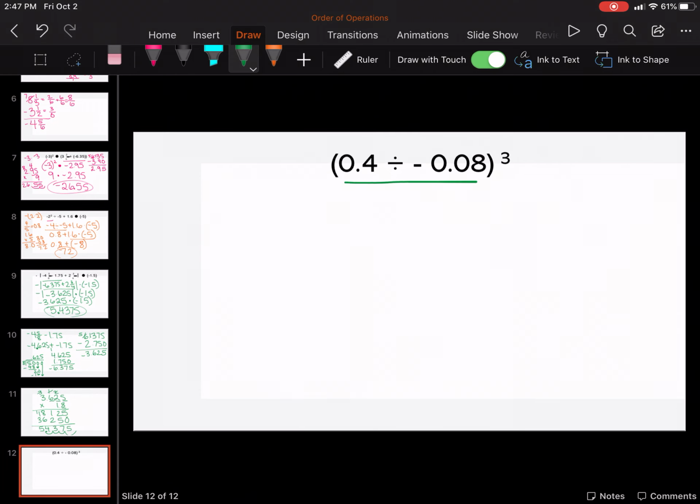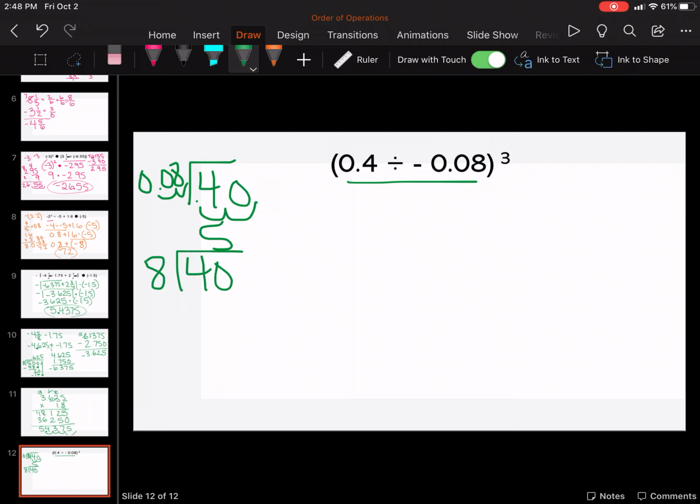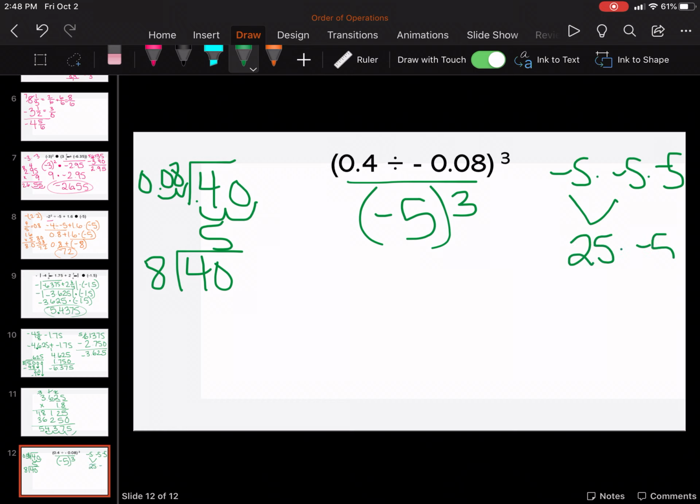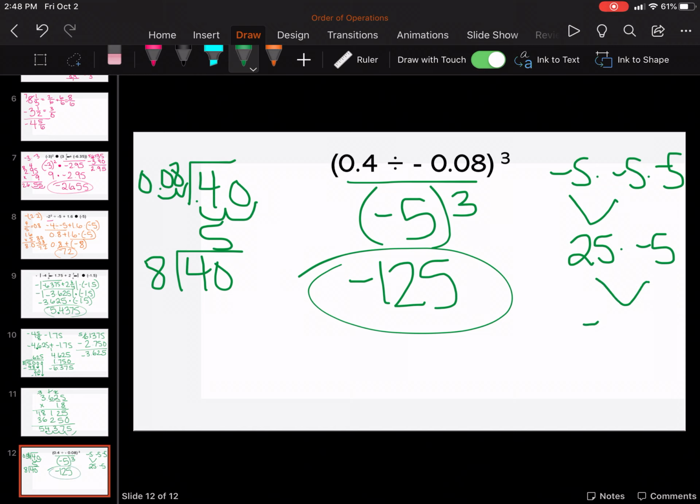So this next one, we're going to do what's inside the parentheses first. Slide, baby, slide. Slide, baby, slide twice. So it's 40 divided by 8, which is 5. But then it's negative 5 to the third power. So negative 5 times negative 5 times negative 5. Negative 5 times negative 5 is positive 25 times negative 5 is negative 125. Watch that with to the third power.